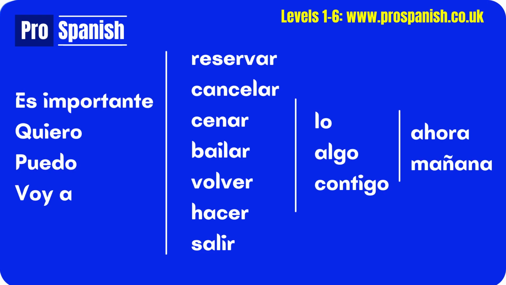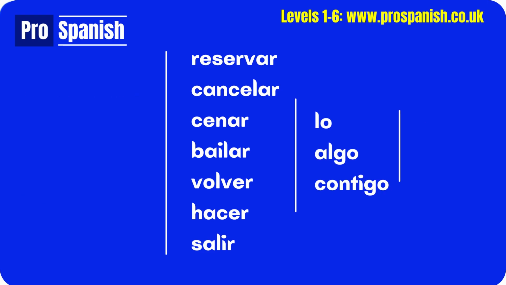Okay, let's build up our sentence now. So we're going to begin with lo. Lo is it. Algo, something. Contigo, with you. Con is with. You might know café con leche, coffee with milk, and contigo is with you.